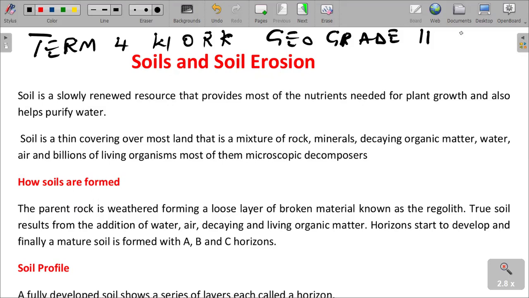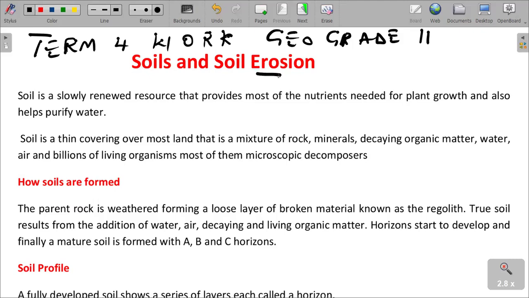We are looking at soils and soil erosion. If you check on your ATP, you will find out that this is very important for you to work on. So, without wasting any time, let's go through the notes that I've developed for you here so that we can quickly get done with it. What is soils and soil erosion?